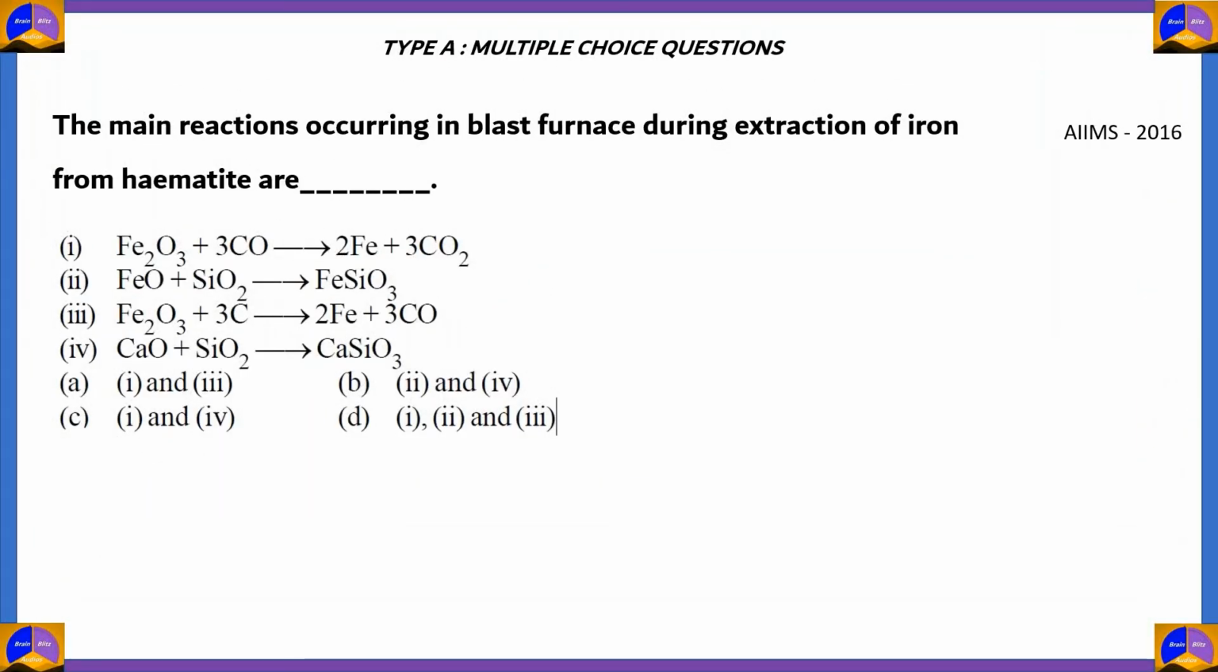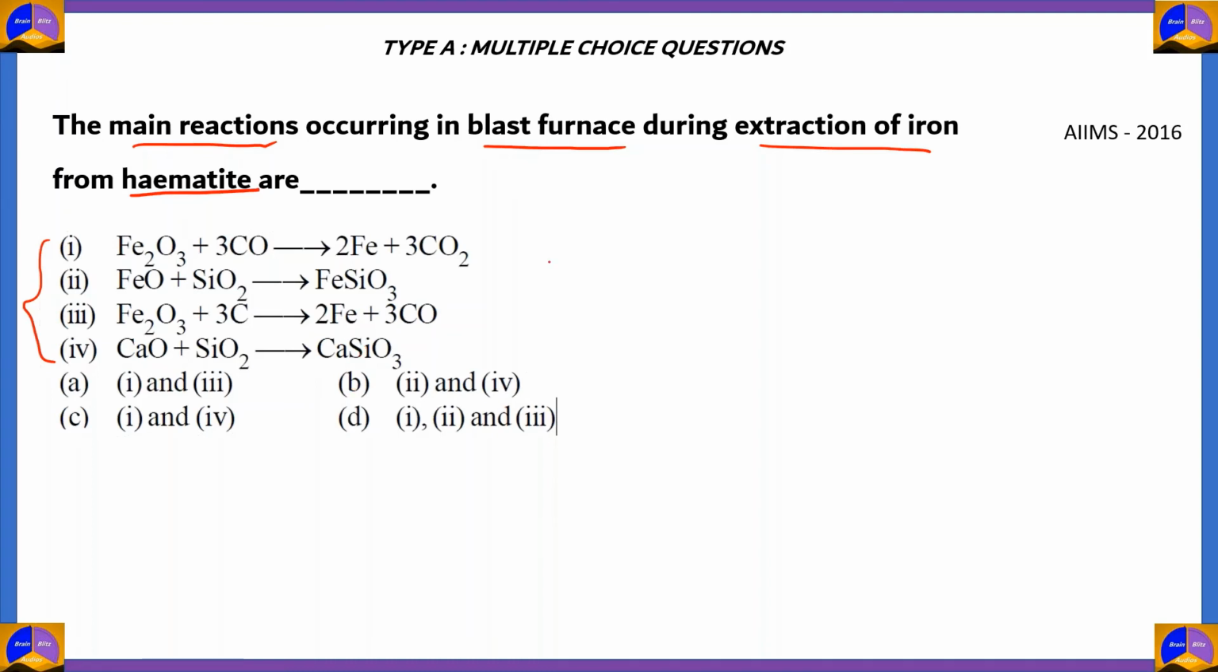Let's look at this question. The main reactions occurring in the blast furnace during extraction of iron from hematite are, and we are given 4 sets of reactions. We need to find which of these happen in the extraction of iron, and using that, let's find out which is the correct option.